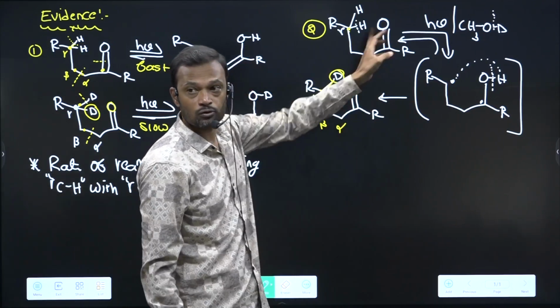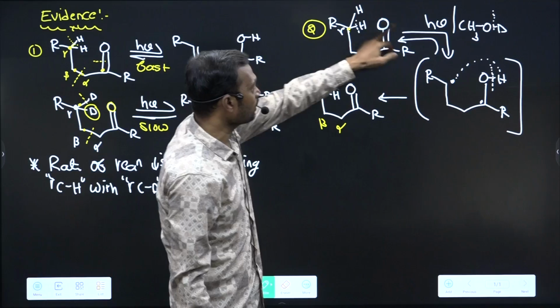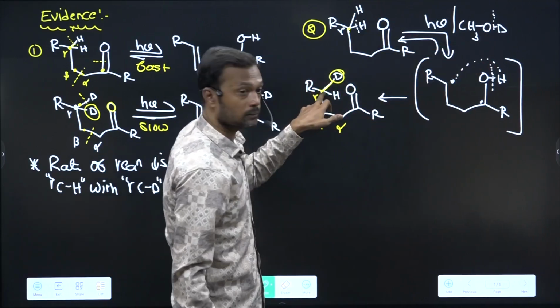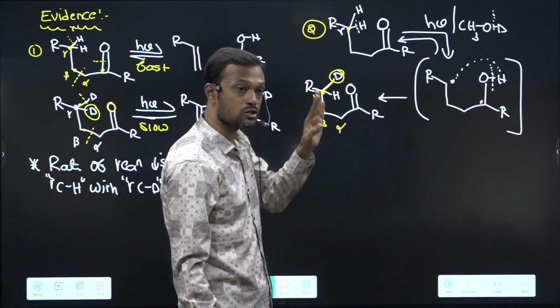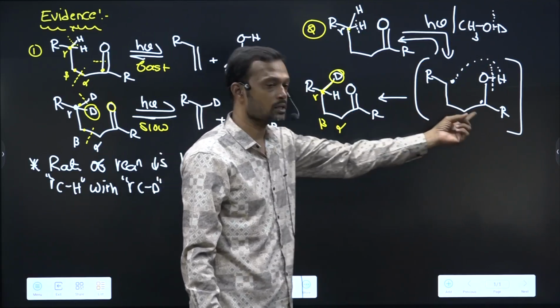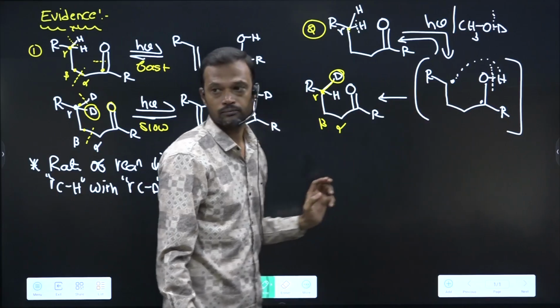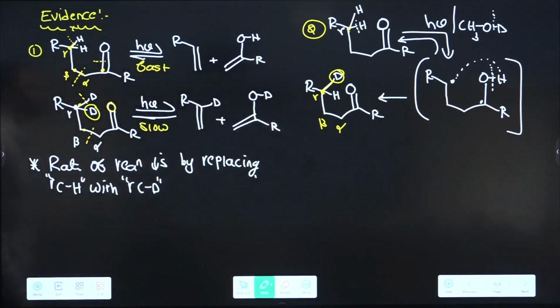Now, deuterium is added on which position? Deuterium is added only on the gamma carbon. It is not adding on this carbon, anywhere else. Why is it strictly adding on gamma? Because the intermediate is a 1,4-biradical. That is the evidence. So that's why it is reversible. Yesterday I gave the reverting, to give the original molecule.